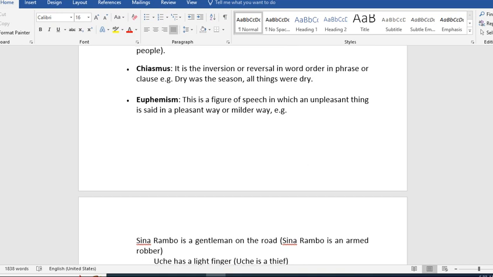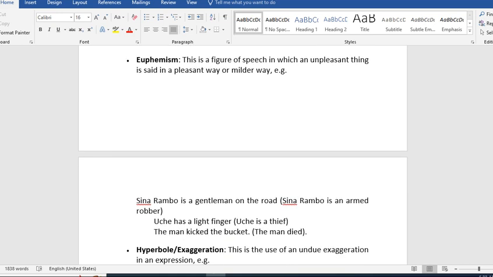Euphemism. This is a figure of speech in which an unpleasant thing is said in a pleasant or milder way. So here, something that is harsh is now presented in a more pleasant way. For example, Sinarambo is a gentleman on the road. So this Sinarambo is an armed robber. Instead of saying Sinarambo is an armed robber, say a gentleman on the road.